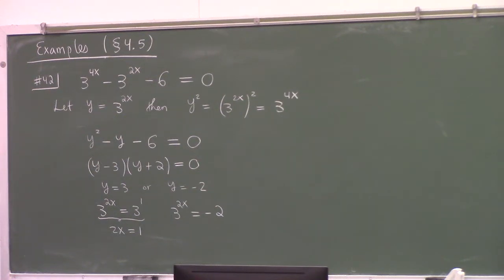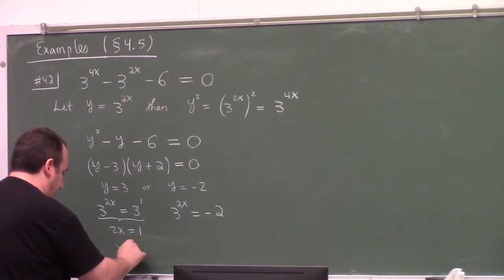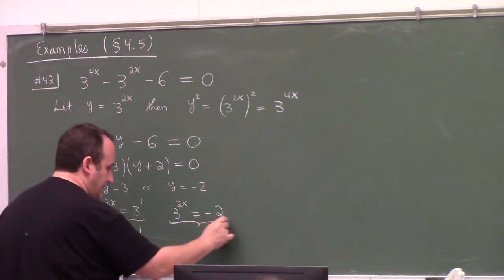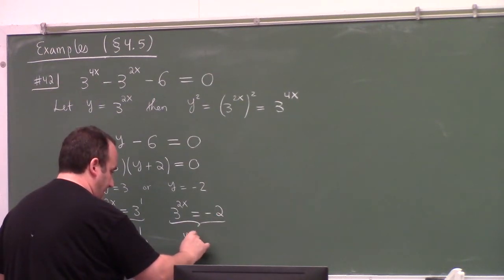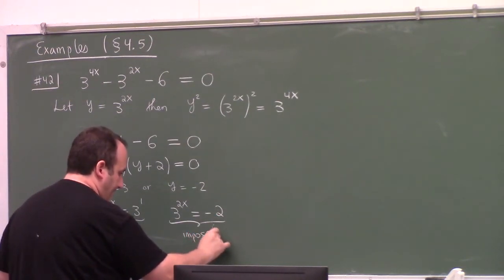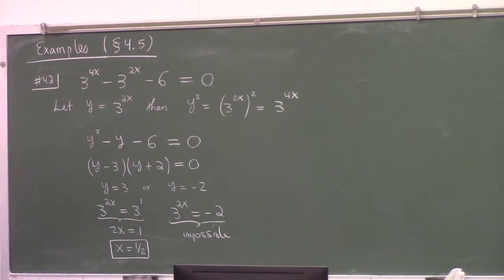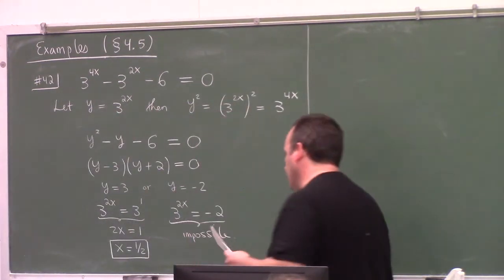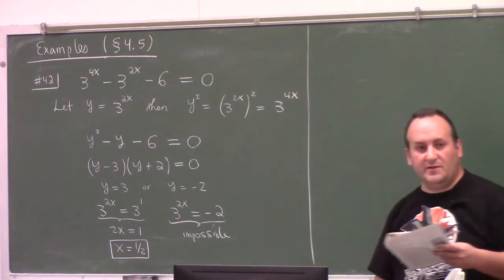But 2x equals 1, so x equals 1/2, right? And this, on the other hand, is impossible. You can't have an exponential give a negative value, at least not a real exponential. So that's number 42. x equals 1/2 is the only solution here, yep.